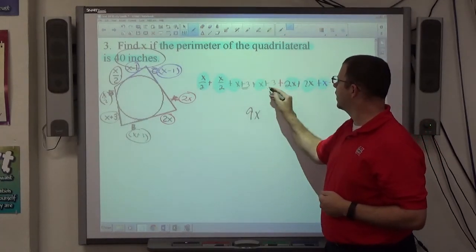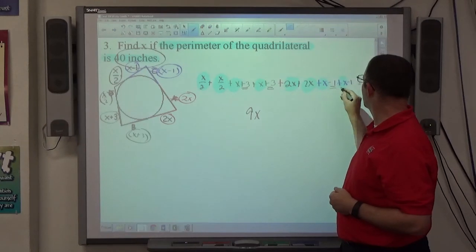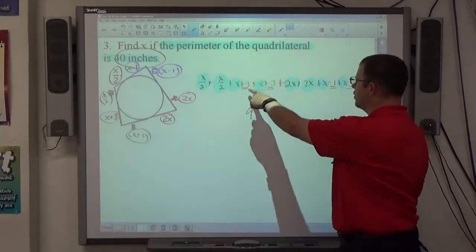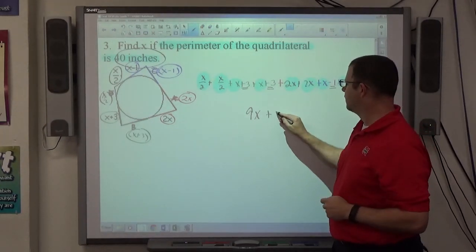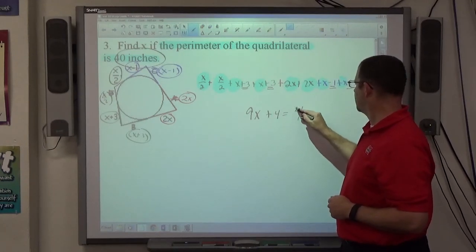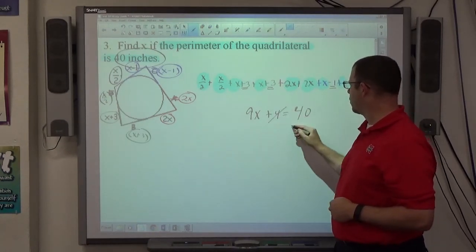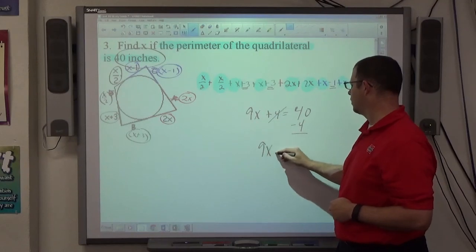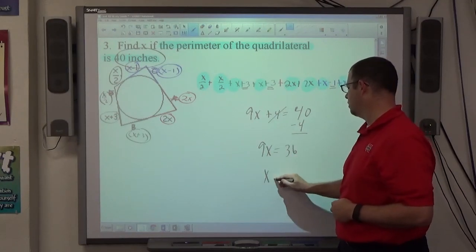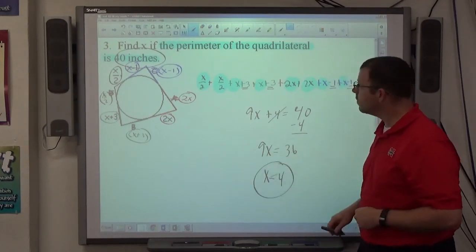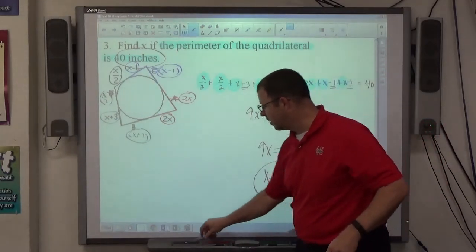The numbers are 3, 3, minus 1, minus 1. So 6 minus 2 is going to be 4. And 9x plus 4 equals 40. Move the 4 over, so 9x is equal to 36. We divide by 9, we get x equals 4. It says find x, found x, end of problem.